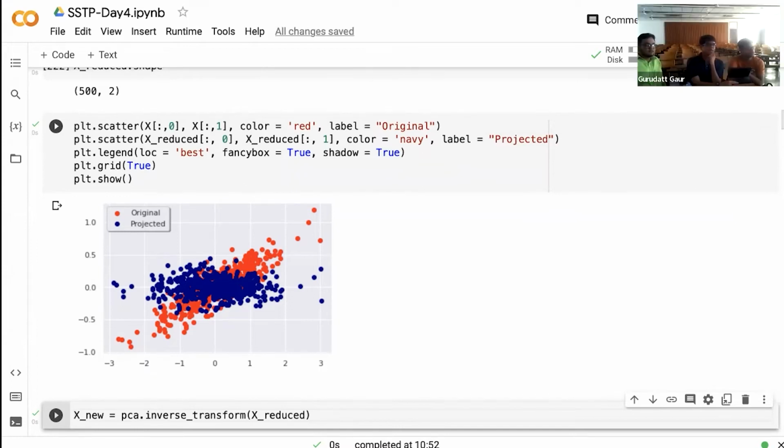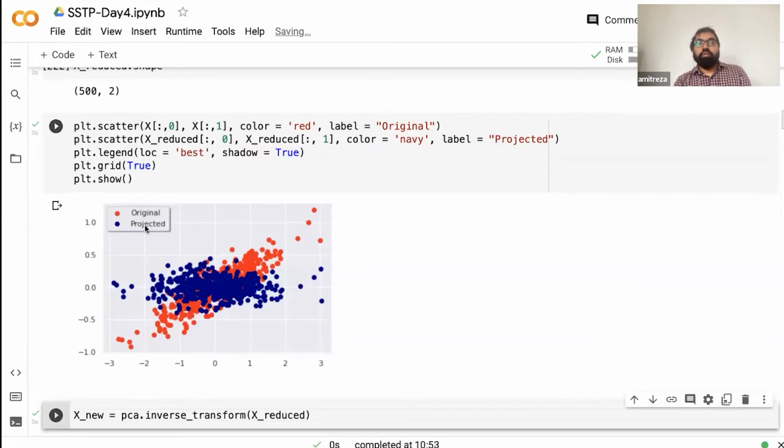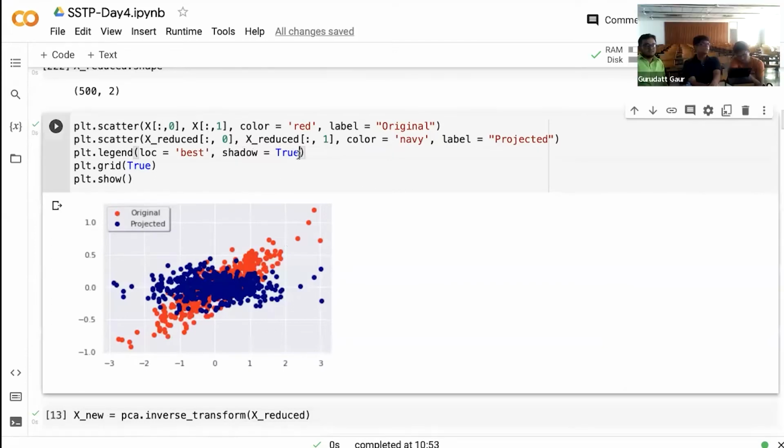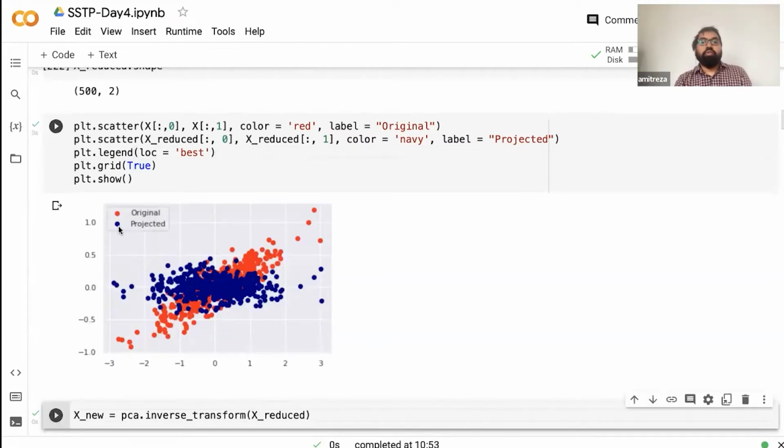So what is this fancy box equal to? That box is for the visual, for making this box for the label. This legend is to give the labeling for the original and the projected. If you set it to false, or if you don't write this, then you will not see the representation of the box in that way. Yes, sir. It's just a simple plot. So if you don't want it, you just write it this way, and then the box where you're labeling all those will change, right?